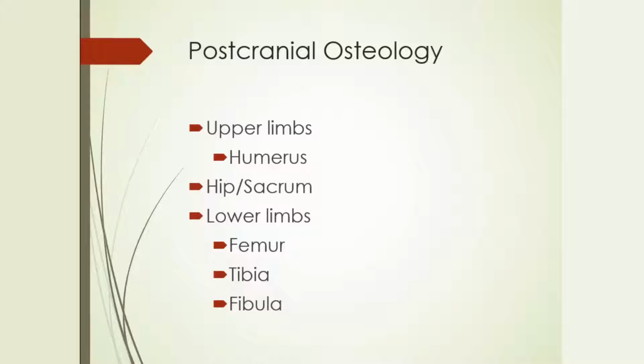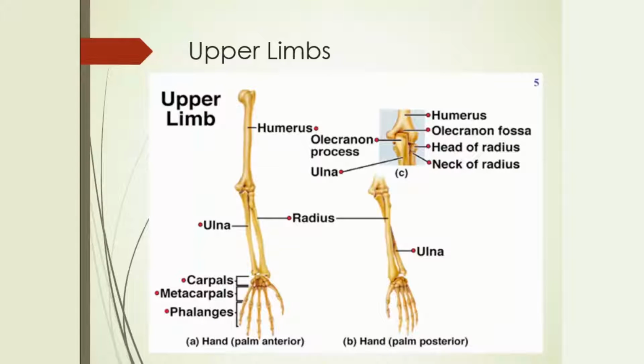Then we'll look at your hip and your sacrum in more detail, and I'll introduce you to some osteology of the hip and the sacrum. And then we'll cover some of your lower limb bones or your leg bones, that being the femur, the tibia, and the fibula. All right, so let's start with your upper limb bones.